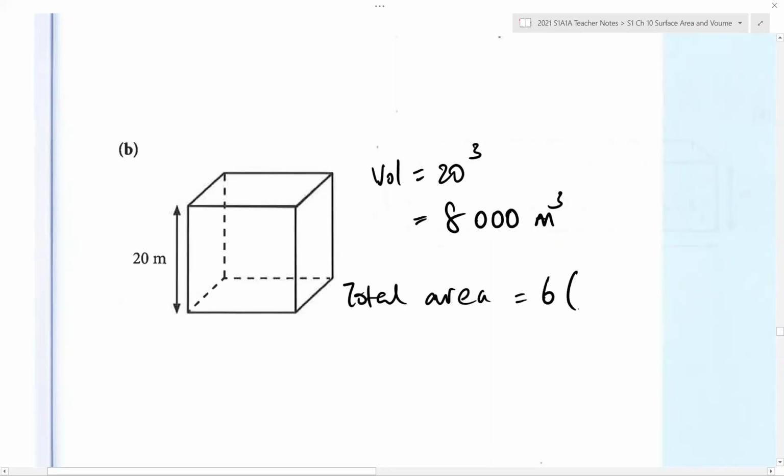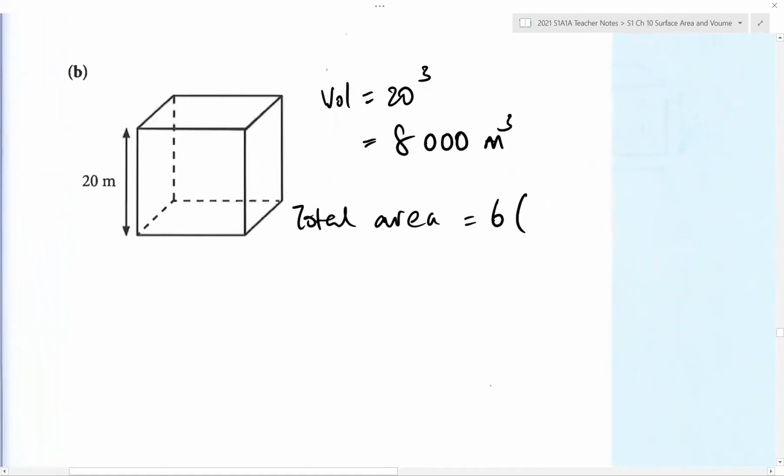What about the total area? Six times 20. I'm too lazy to write 20 times 20. What else can I write instead? Correct, 20 squared. So we have 4 times 6, 2400.